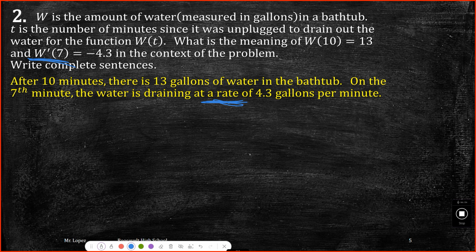I'm not very good at writing, and some of you are better at writing. This could have been better said: 10 minutes after the bathtub was unplugged, there was 13 gallons of water in the bathtub. And then on the 7th minute after the bathtub was unplugged, water was draining at a rate of 4.3 gallons per minute.